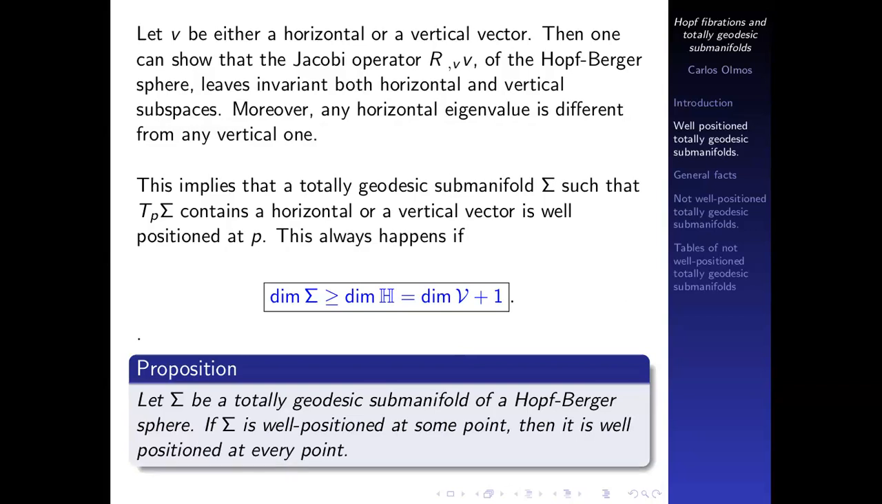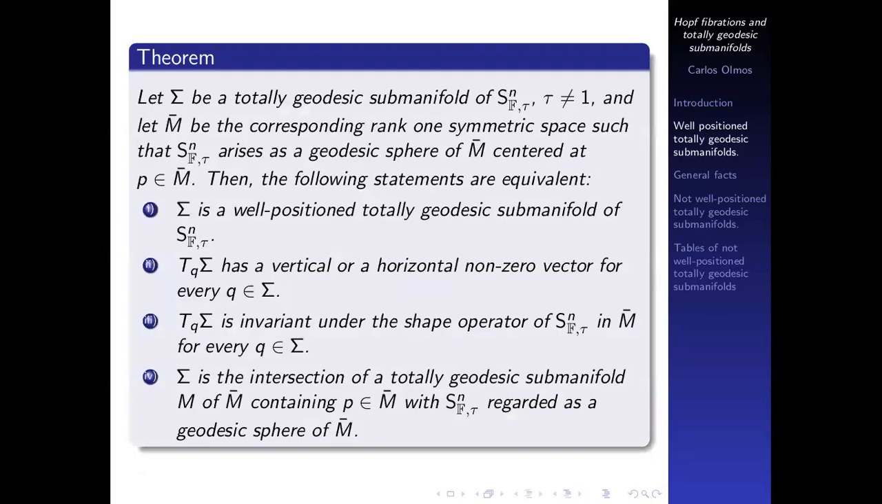So if at some point it is well positioned, it's always well positioned, and if at some point the tangent space of the totally geodesic submanifold contains a horizontal or vertical vector, it is well positioned. So now we have the following result.